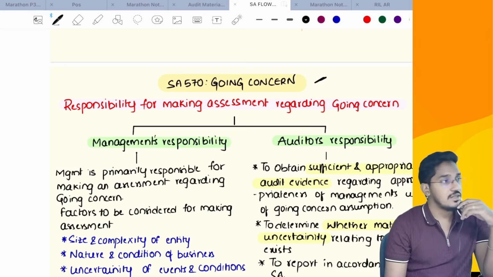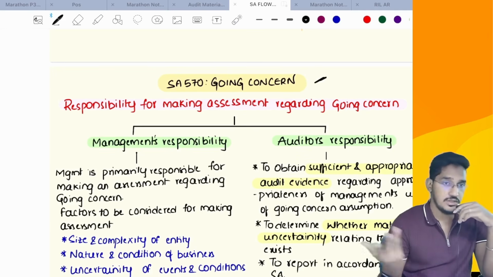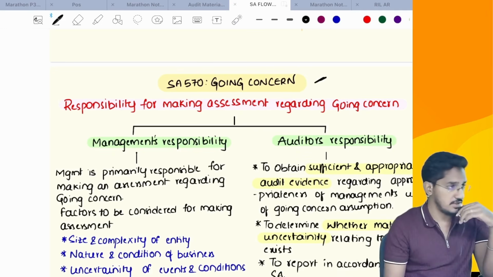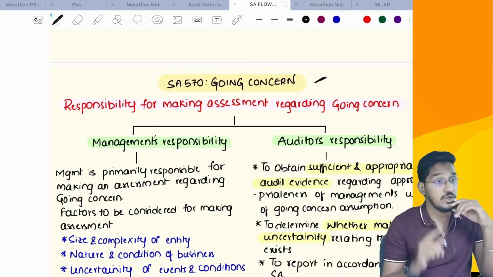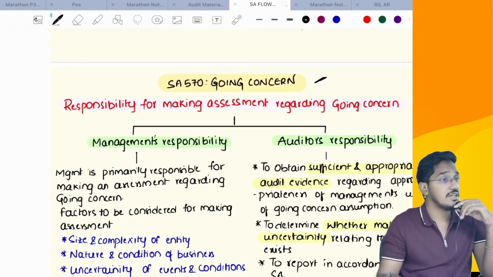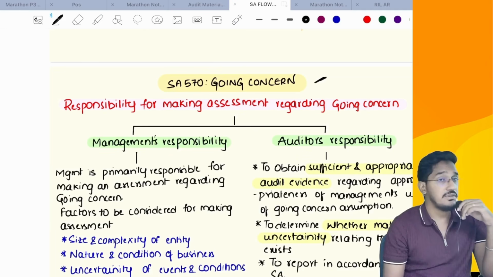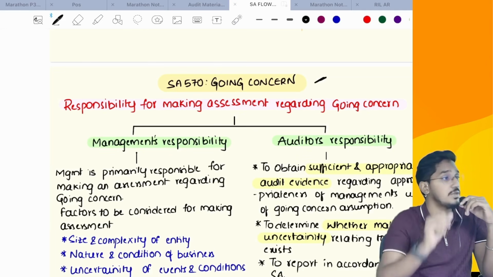In case the going concern assumption is invalid, what do you mean by going concern becoming invalid? The entity will not continue for the foreseeable future. Either the management wants to liquidate or the situations don't permit the entity to continue for the foreseeable future. Then the company can no longer value its fixed assets at historical cost, because if the entity will not continue for the foreseeable future, even fixed assets are held with the intention of selling. So in that case, we prepare financial statements on something called liquidation basis.